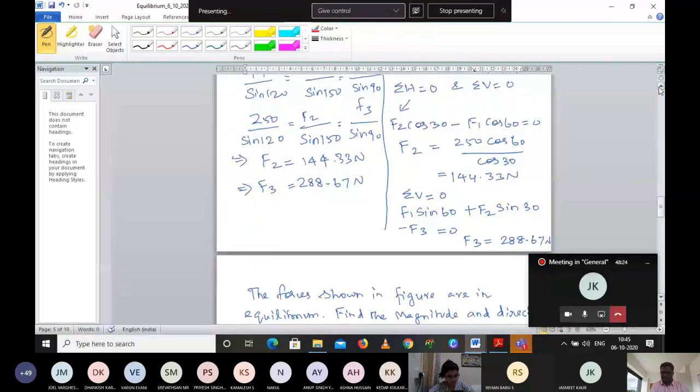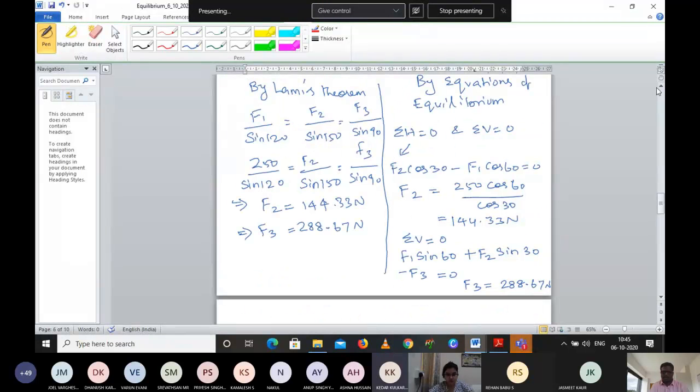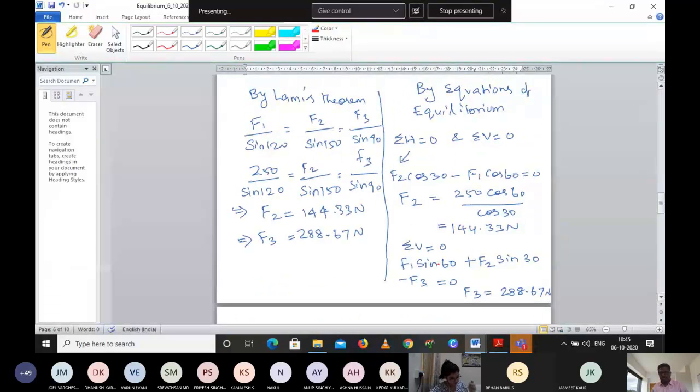I will minimize the screen. One, I solved by Lami's theorem. Another, I solved by equations of equilibrium. So this is the Lami's theorem answer and this is the equilibrium answer. Sir, if you do it without Lami's theorem, the equation would be like this, can you say whether it's correct or not, sir? Yeah, tell me the equation.